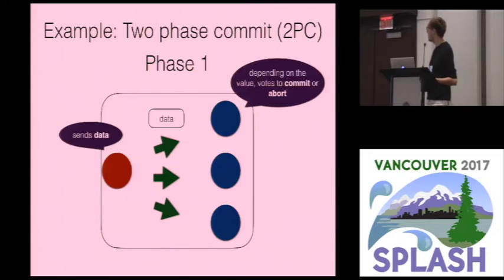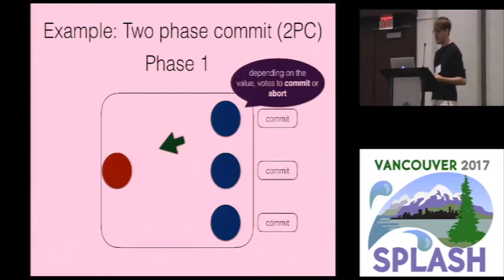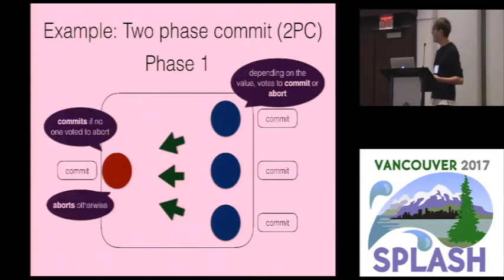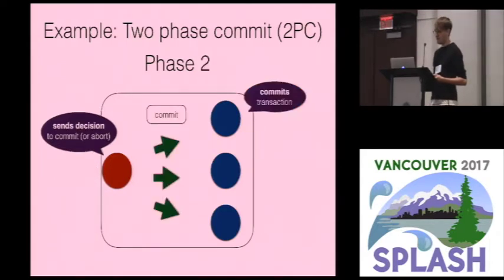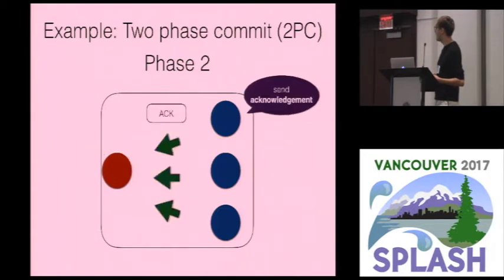Depending on the transaction, the nodes either decide to commit or abort it. Then they send back a vote, and the coordinator decides either to go ahead or abort. Then the coordinator sends out the decision. Everybody carries out what was agreed on, and then the network nodes send an acknowledgement.